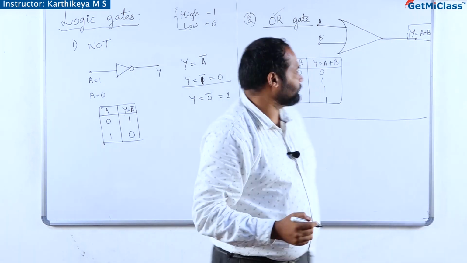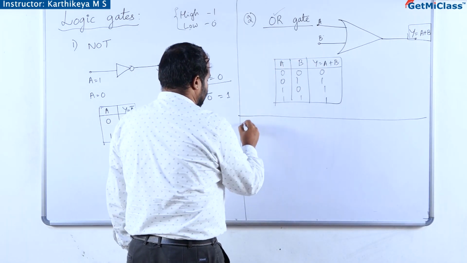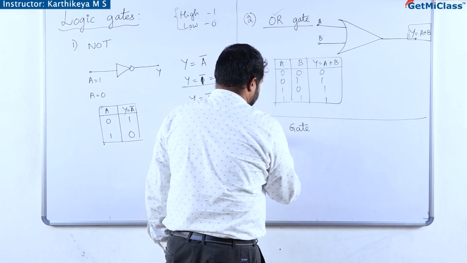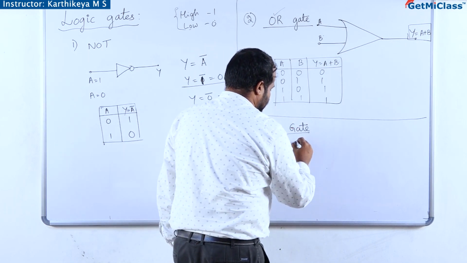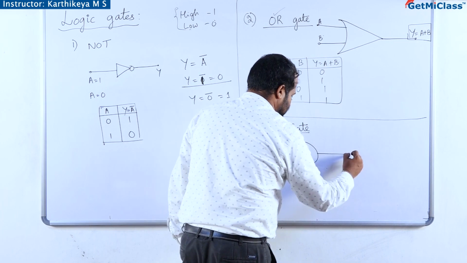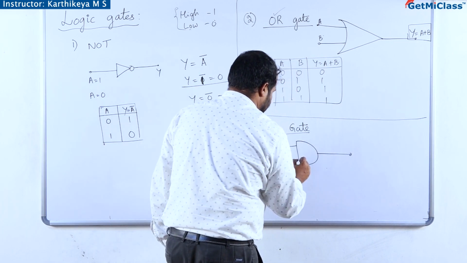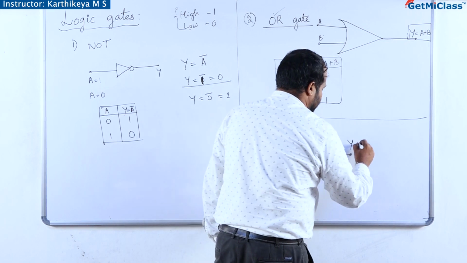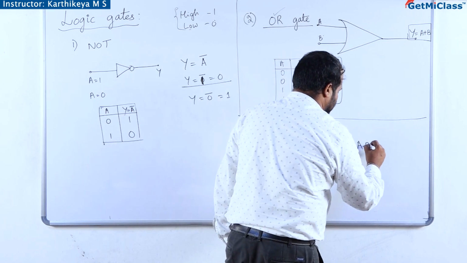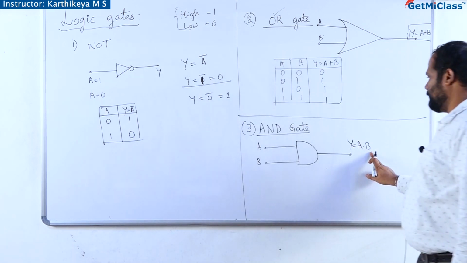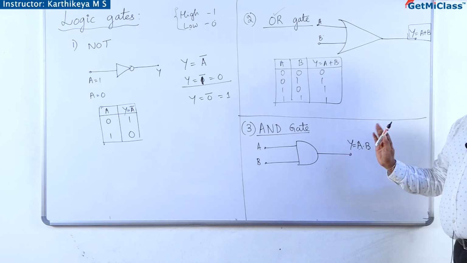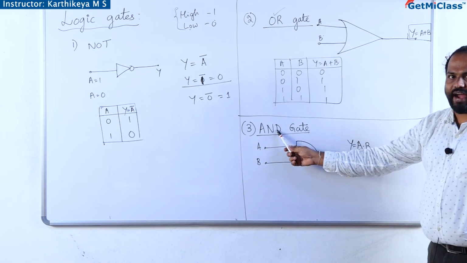Next, the basic logic is the AND gate. It is represented by a D shape, with an output line and two inputs. So the logic of this is Y is equal to the product of A and B. If both A and B are high, the output is high. That is why the name AND gate.